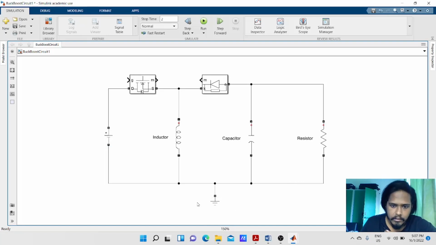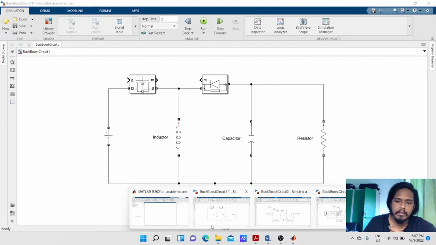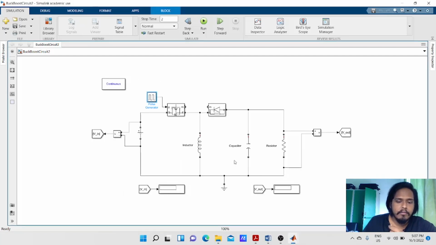We grounded the circuit. After we created the circuit, for the output we just inputted a voltage measurement, a pulse generator, and a display to show the exact value of the voltage output from this buck boost converter.